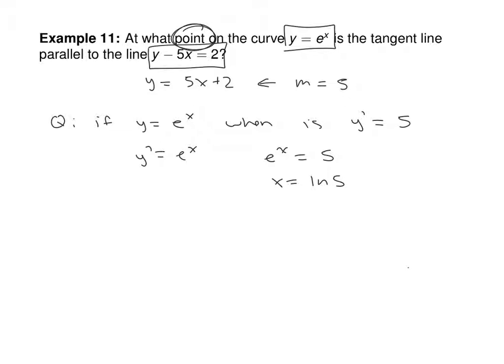And it does say point, which means you have to give an ordered pair. So if x is ln 5, y is e to the ln 5, or 5. So the point is ln 5, comma 5. But e to the x's derivative itself is not a trick. Okay, it is actually that easy.